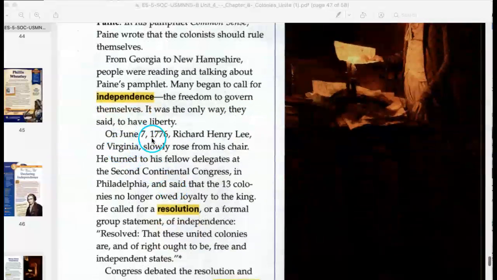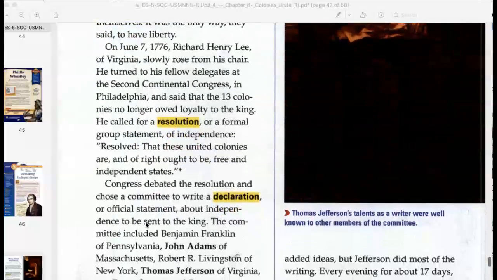On June 7, 1776, Richard Henry Lee of Virginia slowly rose from his chair. He turned to his fellow delegates at the Second Continental Congress in Philadelphia and said that the 13 colonies no longer owed loyalty to the king. He called for a resolution, or a formal group statement of independence. "Resolved that these united colonies are, and of right ought to be, free and independent states."